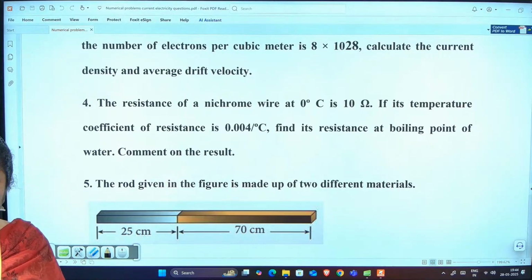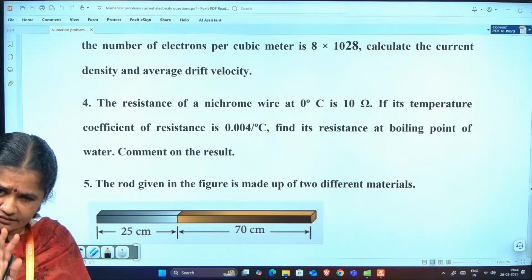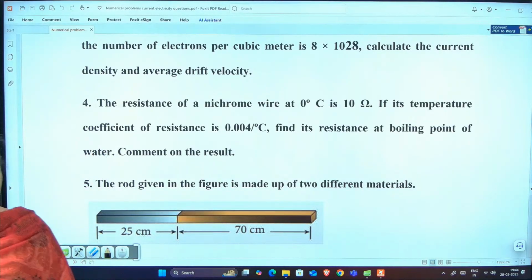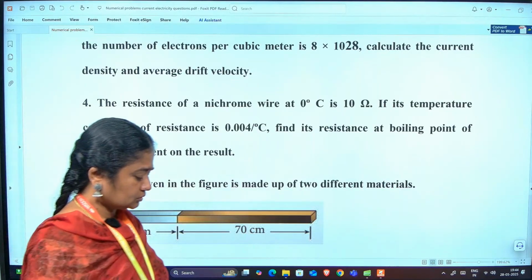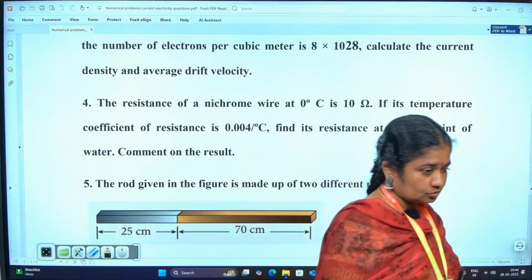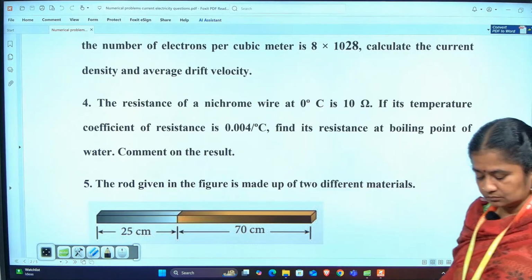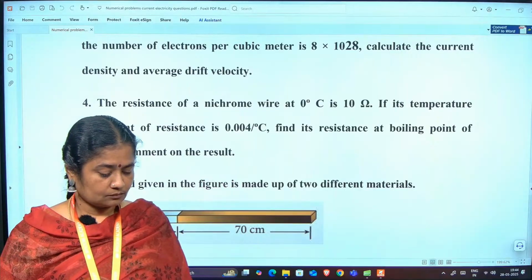Difference in temperature, 100 minus 0, so 100 only will come. Where T comes, it is 100. You need not convert to Kelvin. Directly. 4 degrees Celsius. 14 ohms will come. You're calculating the resistance. 14 ohms. Yes, 14 ohms.